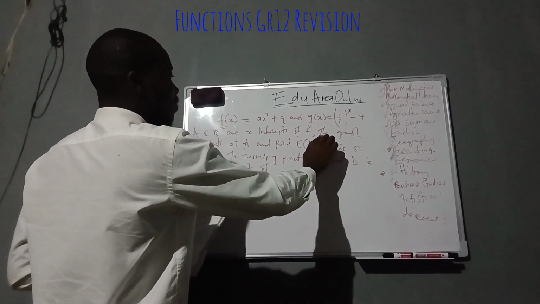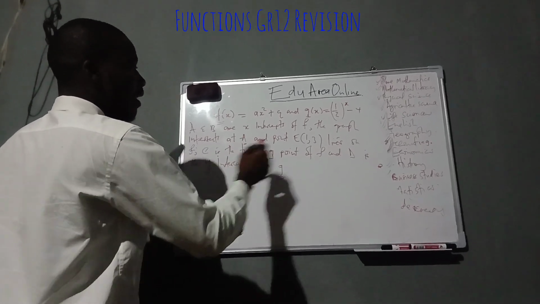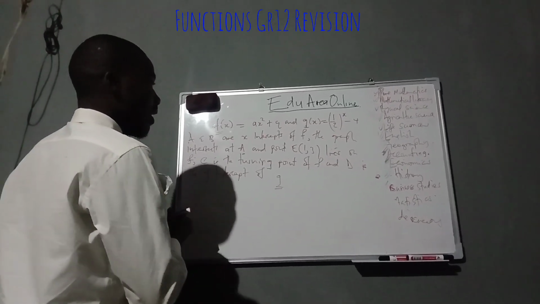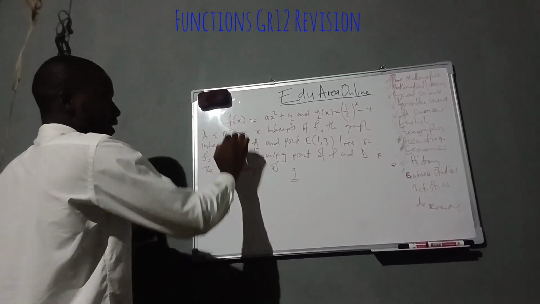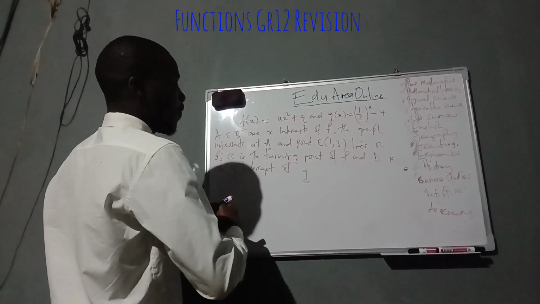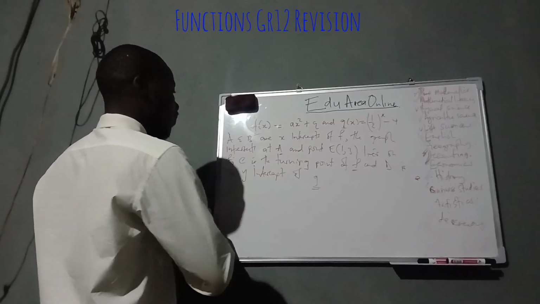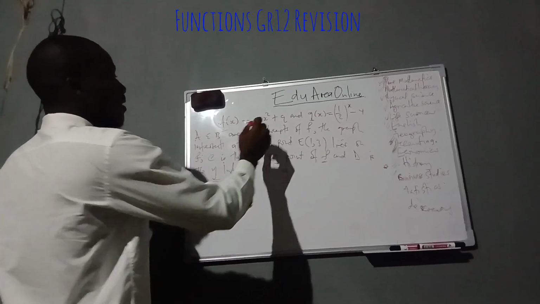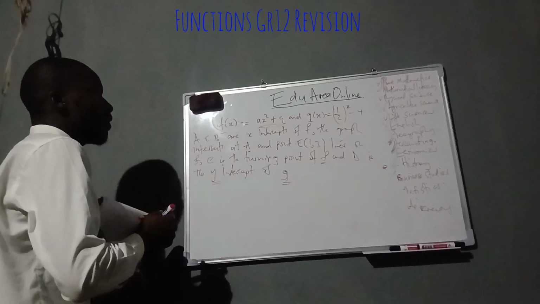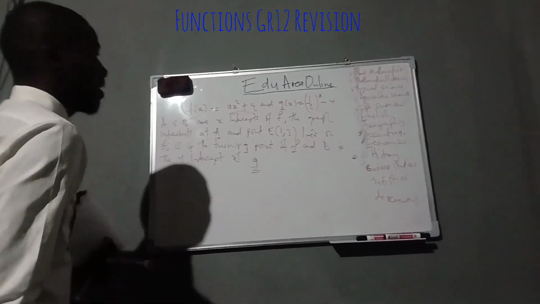Then the question goes on to say the graph intersects at A, and point E, (1, 3), lies on f. So point E, that is (1, 3), is lying on this function. C is the turning point of f, and D is the y-intercept of g. So this is a parabola, where ax squared plus q is the general function of the parabola, and this one is an exponential function, since it is half to the power x minus 4.